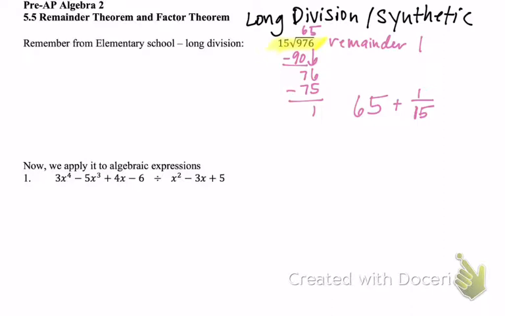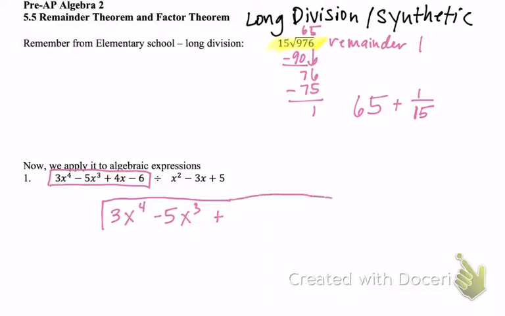So it's going to be kind of the same situation where I have long division, so I'm using polynomials. It's the same kind of process. So if we want to apply it to algebraic expressions, the first number, the big number, is going to go under the radical. So I'm going to write 3x to the 4th minus 5x cubed plus 0x squared plus 4x minus 6. The reason why I add this 0x squared is because you want it to go in descending order.